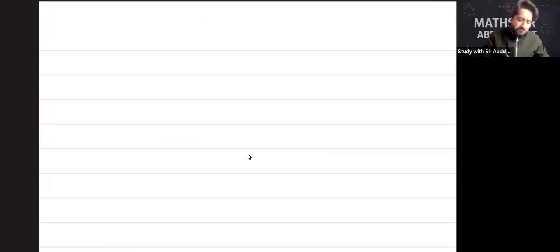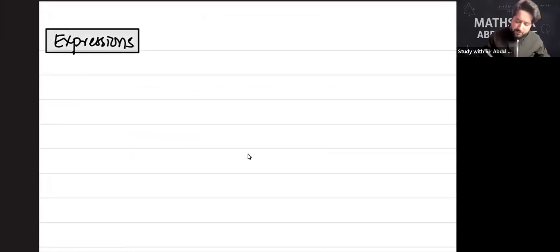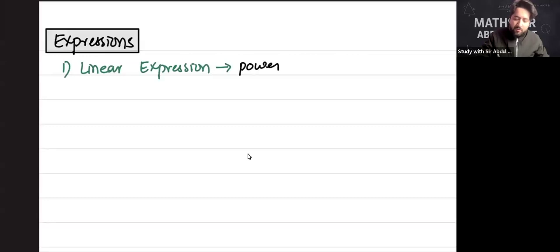Now, guys, please pay attention. In math, you will be having expressions, and expressions will be either linear. The first type of expression is the linear expression. If you are not writing, I will share the PDF of these notes after the class. So linear expression means the power of the variable x.